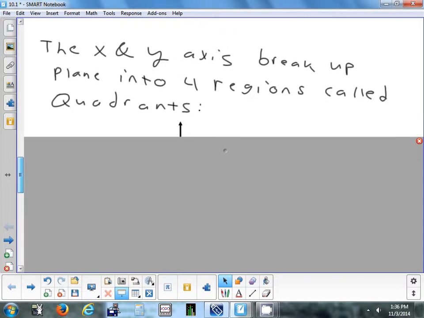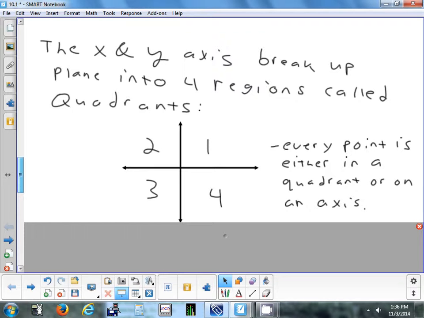Okay, and the quadrants are numbered, starting in the upper right. So on your line where it says quadrant, upper right is quadrant 1. Upper left is quadrant 2. It's right on your chart, right there. Lower left is quadrant 3, and lower right is quadrant 4. Sometimes you see these with Roman numerals, but I usually like to use the numbers because most people are more familiar with that.